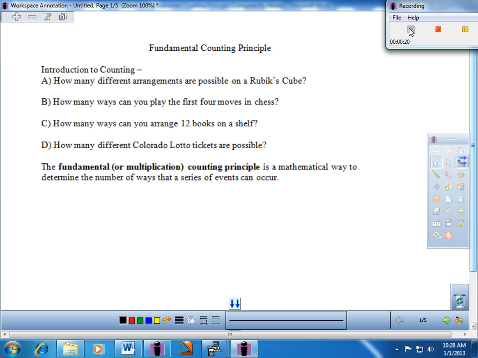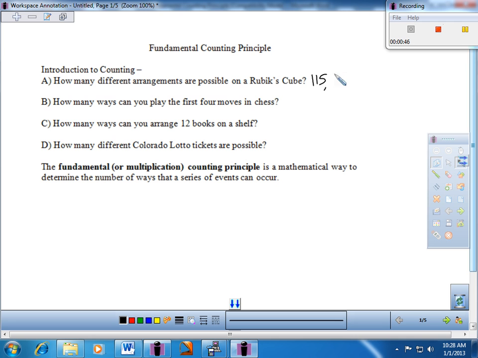It looks like I have a little introduction to counting at the top of your page here, just getting us thinking in the right direction. We'll write in some numbers here. I have some of the answers, and then again we'll go through some examples on how this is going to play out. So letter A, how many different arrangements are possible on a Rubik's Cube? Not sure when the last time you looked at a Rubik's Cube, but here it is.